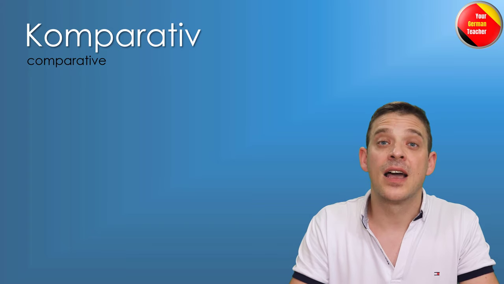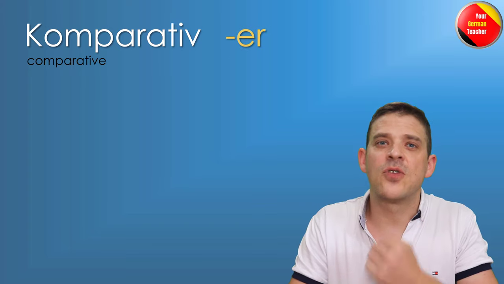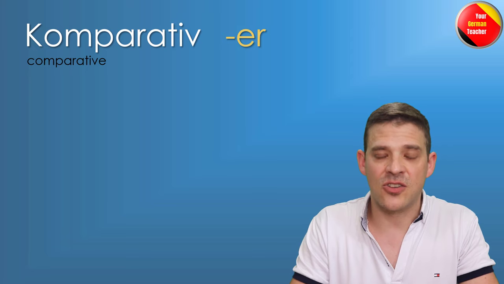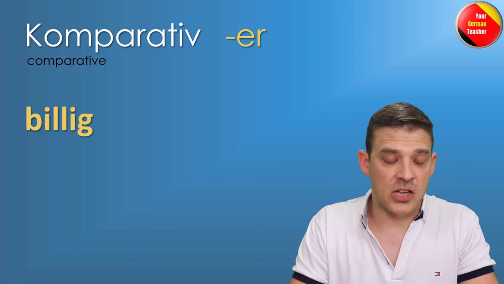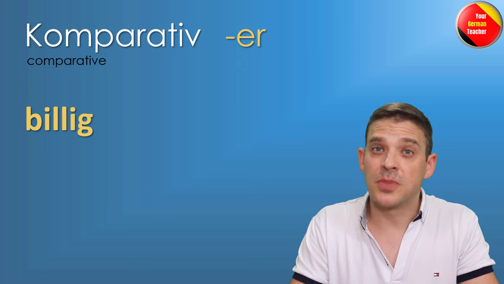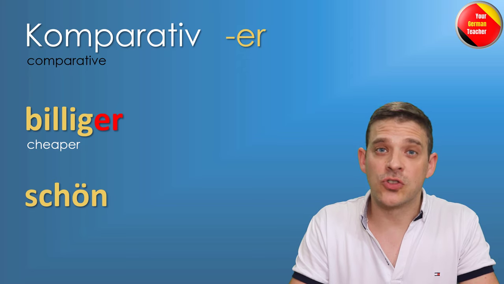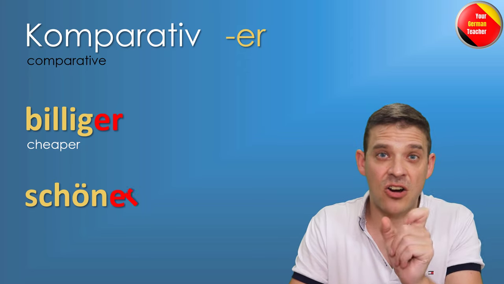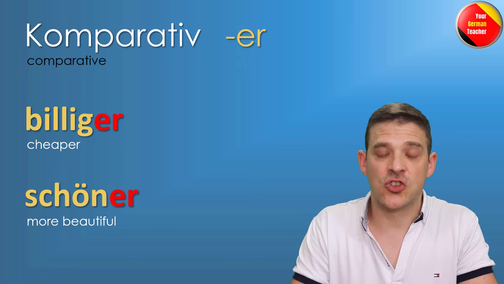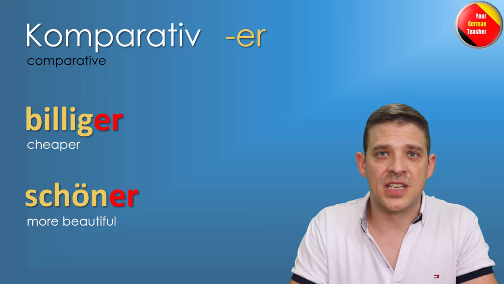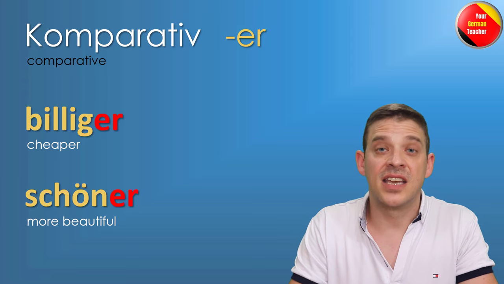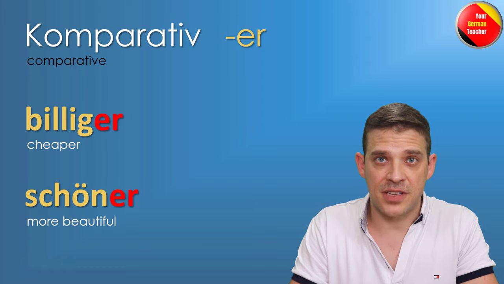Komparativ, comparative. What you have to do is you just have to add an ER at the end of the adjective. Zum Beispiel, billig in comparative becomes billiger. You just add this ER. Oder schön, again, add this ER. Becomes schöner, more beautiful. So in English, you also sometimes have this ER, but sometimes you also have this more, and then the adjective. In German, you just add the ER, and then you have the comparative.